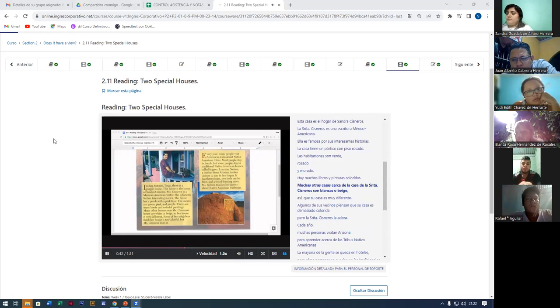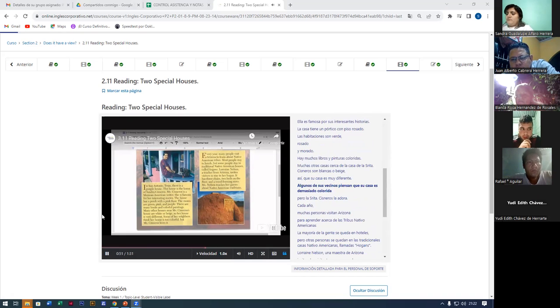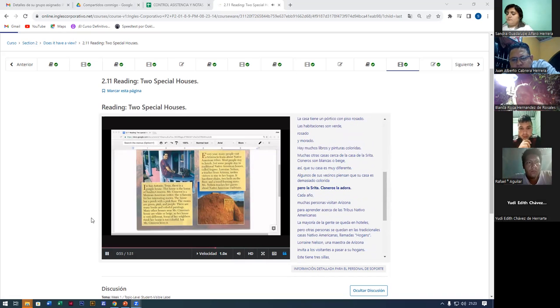Many other houses near Ms. Cisneros' house are white or beige, so her house is very different. Some of her neighbors think her house is too colorful, but Ms. Cisneros loves it.